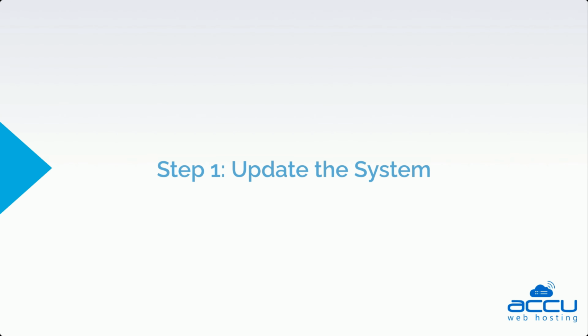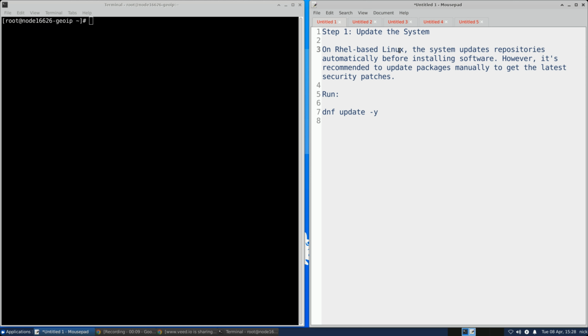Step 1. Update the system. On RHEL-based Linux, the system updates repositories automatically before installing software. However, it's recommended to update packages manually to get the latest security patches. Run this command to update the system.